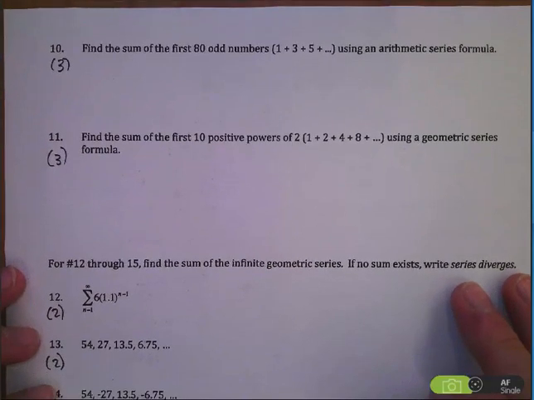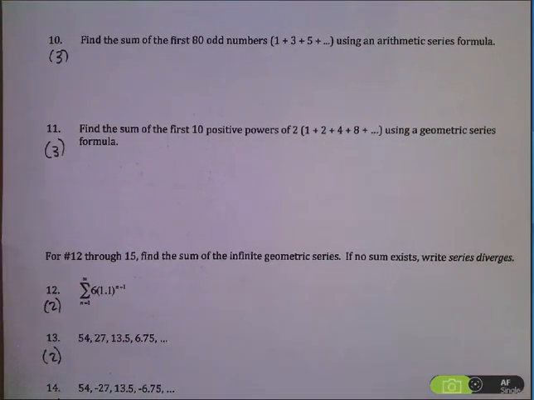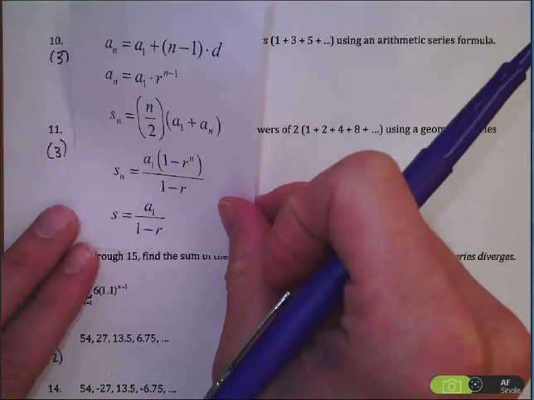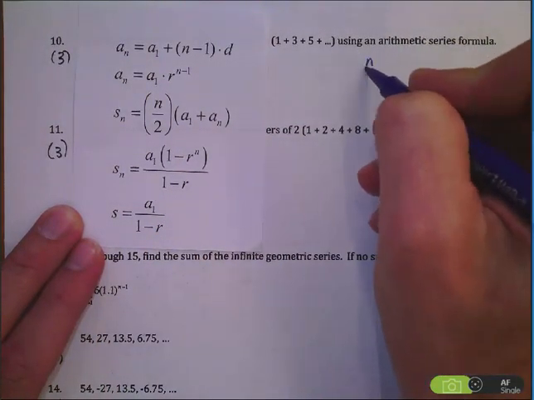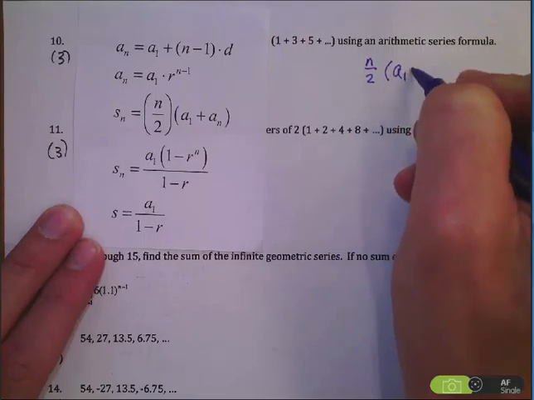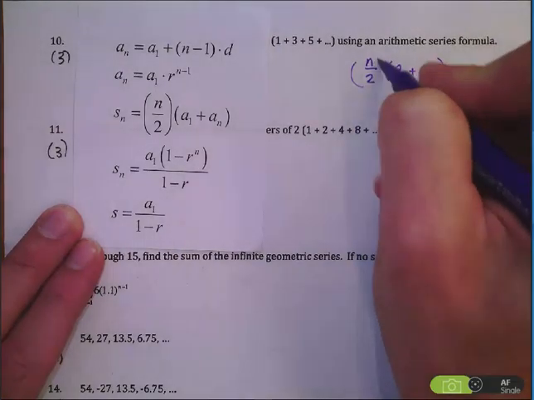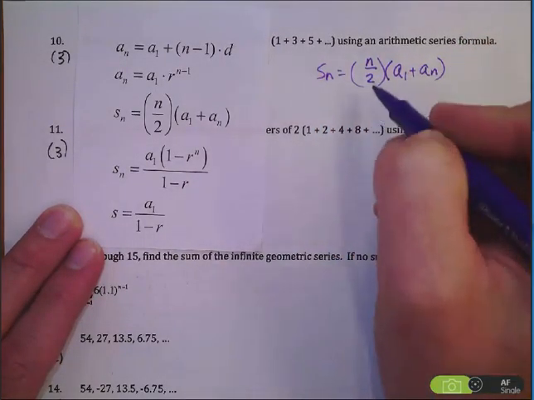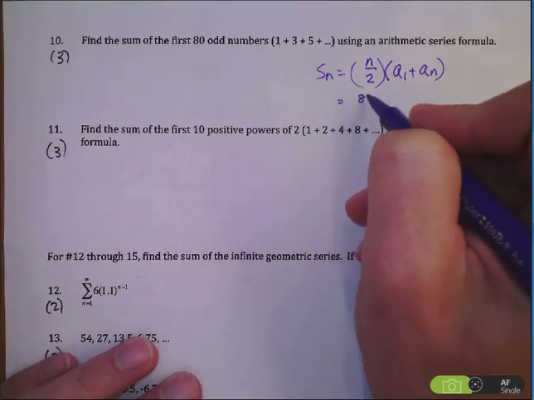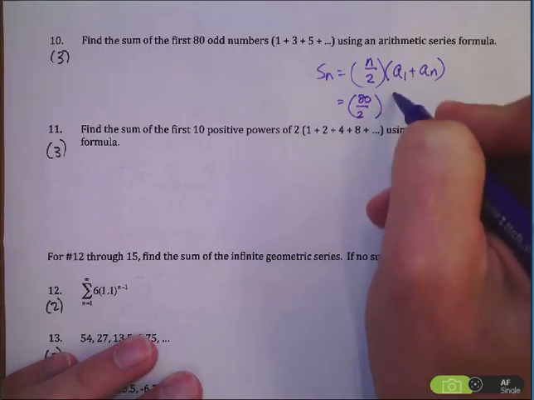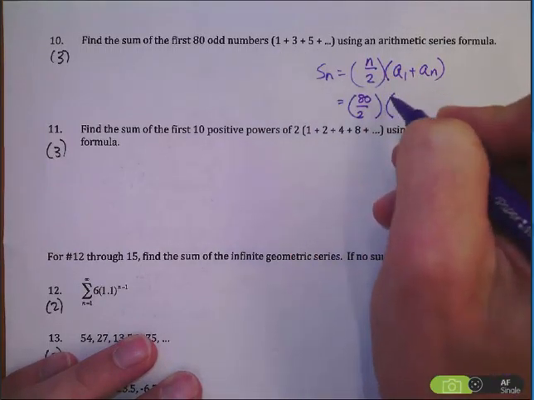Problem 10, find the sum of the first 80 odd numbers using an arithmetic series formula. Well, the arithmetic series formula is this third formula here. It's n over 2 times a sub 1 plus a sub n. To use this formula, we need to know how many terms we're adding together. In this case, it's 80, so that's what n is equal to. We need to know the first term, a sub 1. That's the first number here, which is 1.